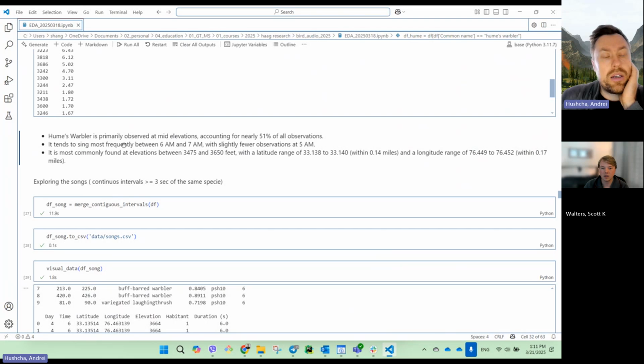For all birds, the observations are basically at low elevations. For the Humes, it's a little bit different. It's more at mid elevations, and almost half of the observations happened at mid elevation. It's also a little bit of a late early bird: the peak is between 6 and 7, with slightly fewer observations at 5 a.m. And the observations start at 3,400 and go up to 3,600 feet.